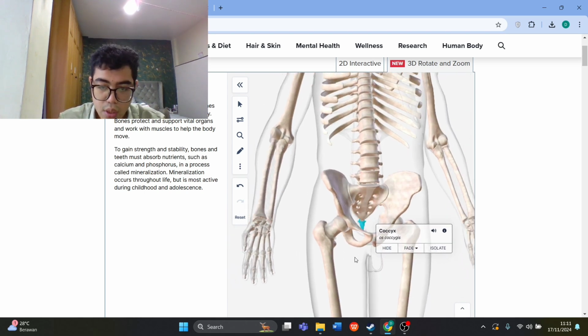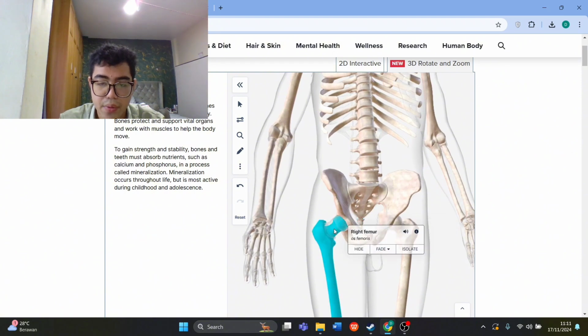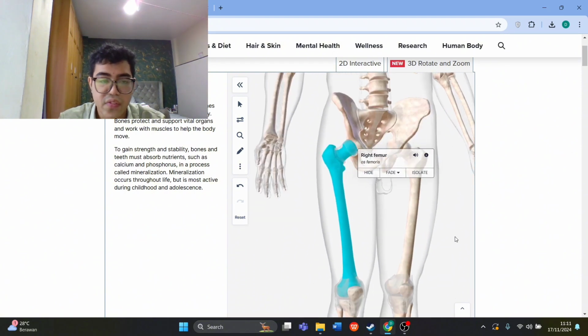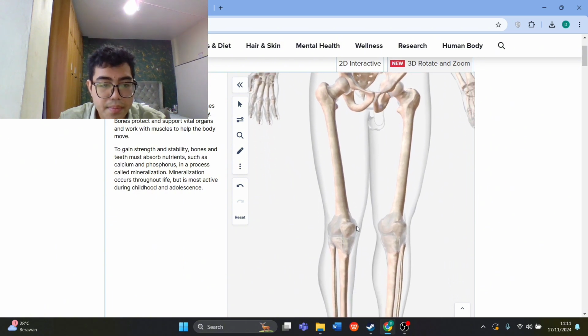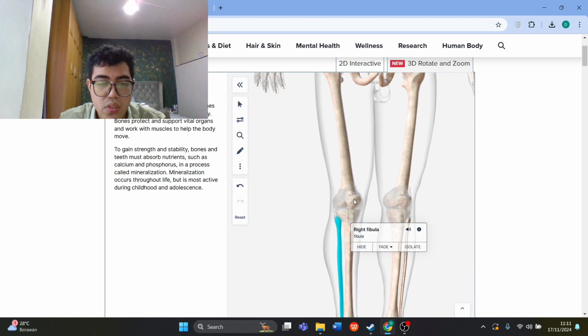So, when we go below the hip bones, we have the femur. The femur, or the thigh bone, is the most proximal bone of the lower limb, articulating proximally with the acetabulum of the os coxae to form the hip joint, and distally with the patella and the proximal tibia to form the knee joint.